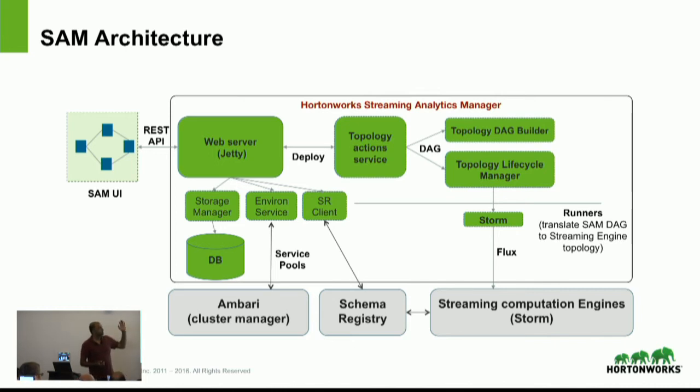And once you have the SAM UI, you are dragging and dropping, connecting those nodes. We are making calls to the web server, which is creating a DAG on the back end. That's the topology action service, creating the DAG. It goes to the topology DAG builder, which is responsible for handing over all the spec that you built to the runner. The lifecycle manager handles start, stop, kill, and whatnot, so it has state management there. Once you hit deploy, all the spec goes to a runner, which is configurable. Right now we did it as Storm, which is eventually converted into a Storm flux and deployed into the Storm engine.